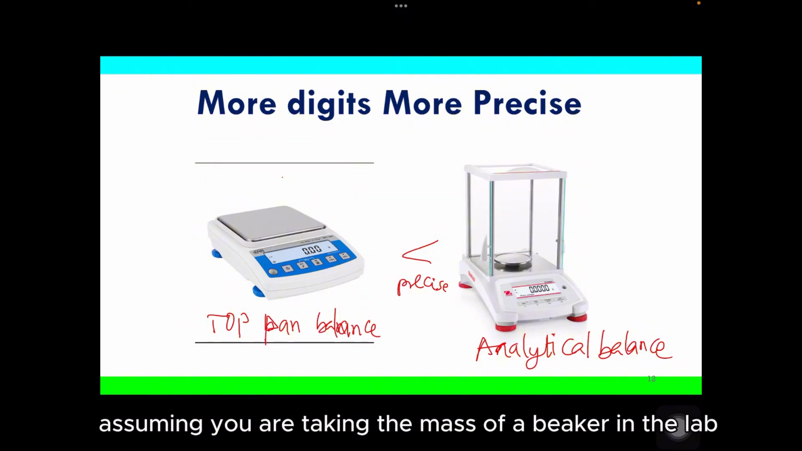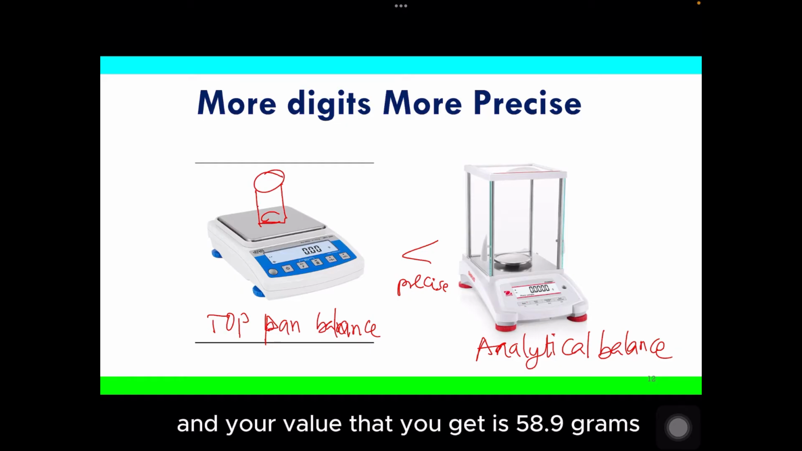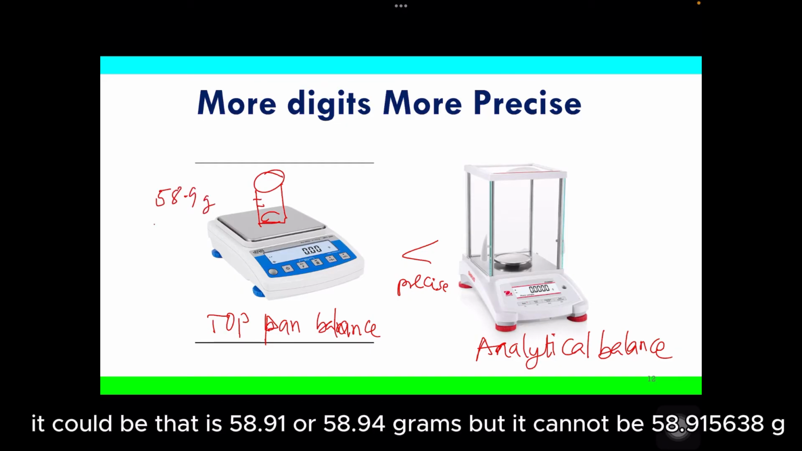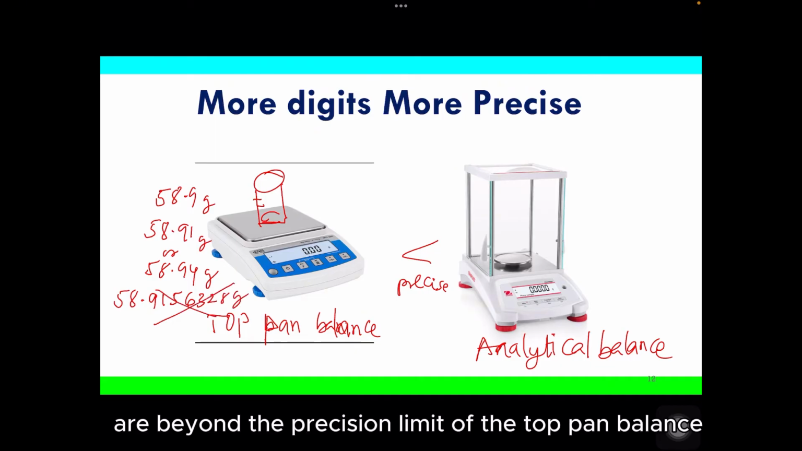Assuming you are taking the mass of a beaker in the lab on the top pan balance, and the value that you get is 58.9 grams. It could be that it's 58.91 or 58.94 grams, but it cannot be 58.9156328 grams, because all these numbers are beyond the precision limit of the top pan balance.